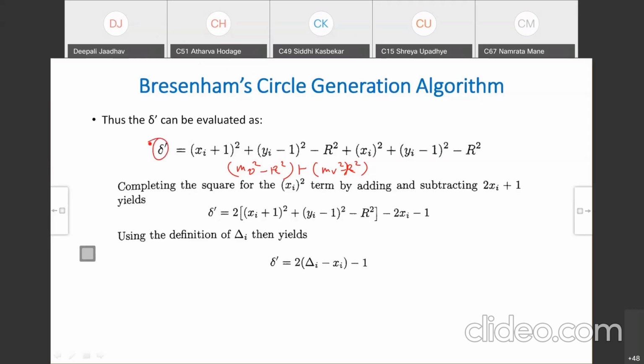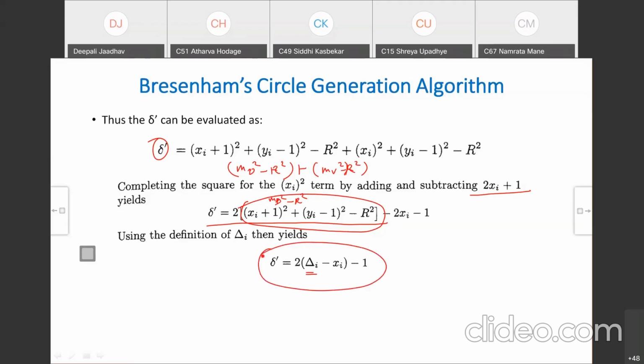So again, adding and subtracting 2xi plus 1, we will get this equation. So what is this? MD square minus R square is delta I. So it is 2 delta I minus xi minus 1. So using this equation, we can evaluate the delta dash. We are going to use it in the algorithm. We simplify this. That is the actual equation, but calculations become complex. To avoid complex calculations, we simplify it in this equation.